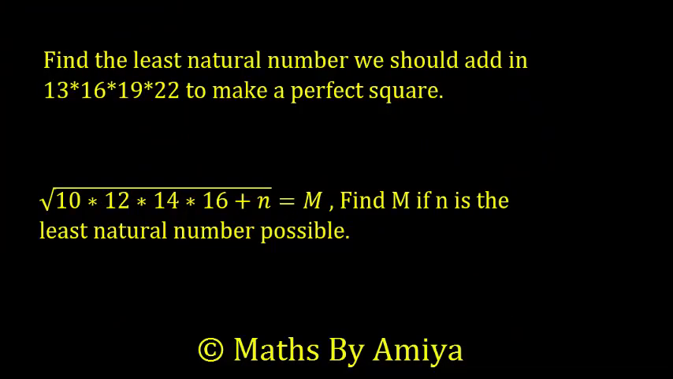There are two questions in front of you. First, understand the concept and then we will solve the questions. Our concept is how do we make a perfect square from the product of four consecutive terms of an AP.